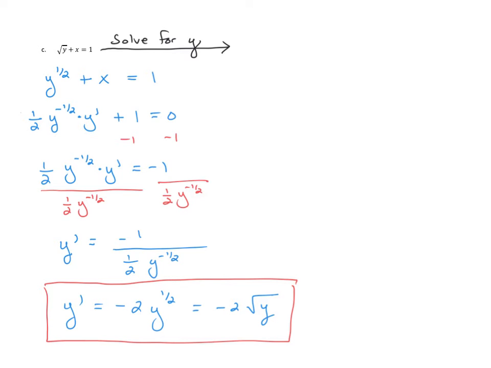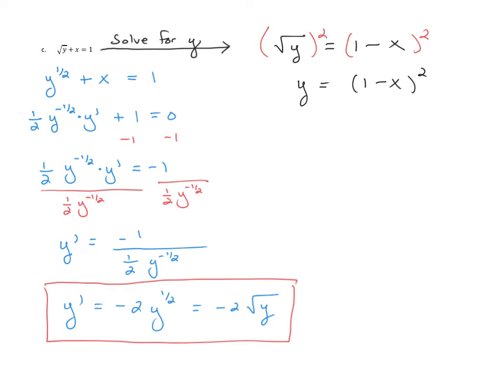Well, to do that, my first step is going to be to subtract x from both sides. So I get this. And if I want y by itself, I will square both sides, and I get y is equal to (1 minus x) squared.